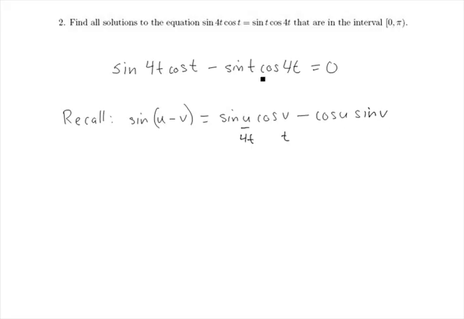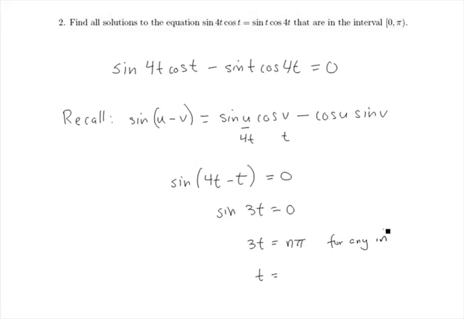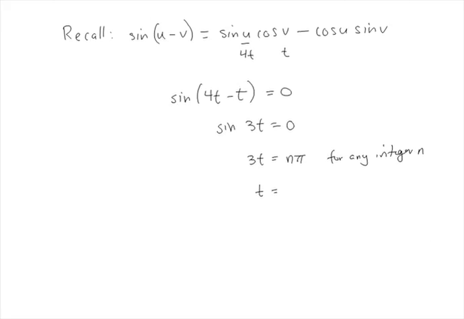So it matches exactly the angle difference formula for the sine, which means the left-hand side of our equation can be written as the sine of 4t minus t equals 0, or the sine of 3t equals 0. Now sine is equal to 0 when the angle is a multiple of pi, which means that for any integer n, t is going to equal n pi over 3.